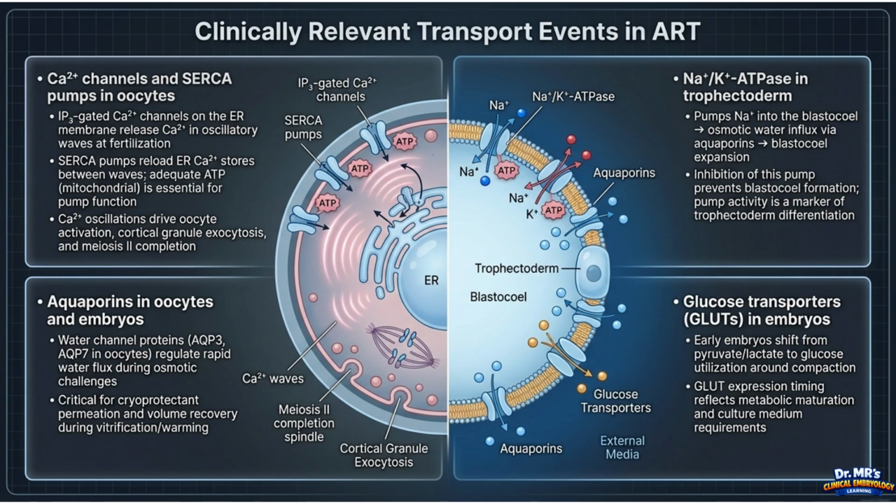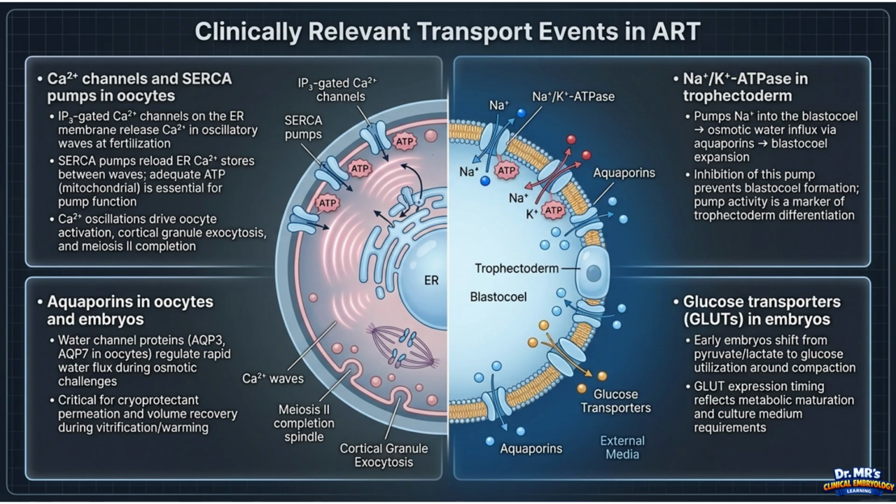Aquaporins, specifically aquaporin 3 and aquaporin 7 in oocytes and early embryos, facilitate the rapid water movement necessary for osmotic equilibration during cryoprotectant loading. Glucose transport shifts progressively during pre-implantation development. Early cleavage embryos rely primarily on pyruvate and lactate as carbon sources, with glucose uptake being low. Around compaction, glucose transporter expression increases and glucose utilization rises substantially.